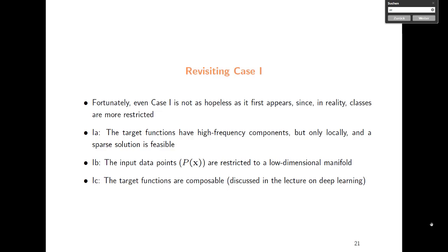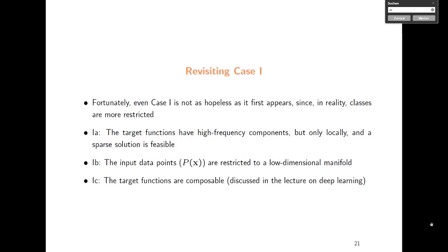So let's look back at case 1, which was the curse of dimensionality, and that's a critical one. But fortunately, even case 1 is not as hopeless as it first appears, since in reality classes are more restricted. And we discussed 3 cases. So the target class might have high frequency components, might be complex, but only locally. And an even sparser solution might be feasible.